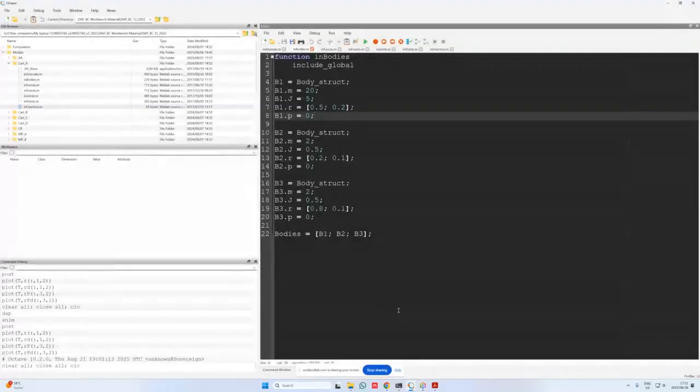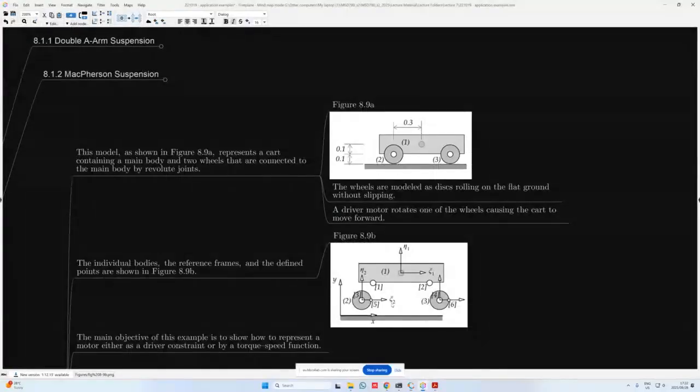Then for body 2, we also specify the mass as 2 kilograms. The moment of inertia is 0.5 kilogram meter squared. And now we just need to find the coordinates for that wheel. In this case, wheel body 2 center of mass is 0.2 meters away from the y-axis. So the x-coordinate is 0.2, and then the y-coordinate will be 0.1.